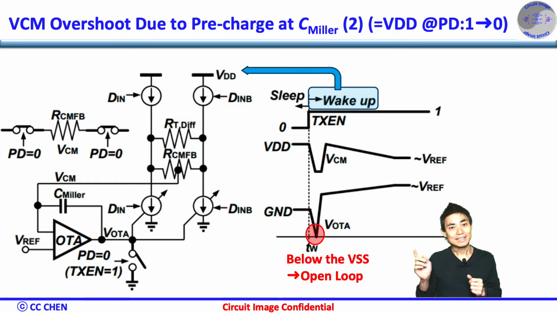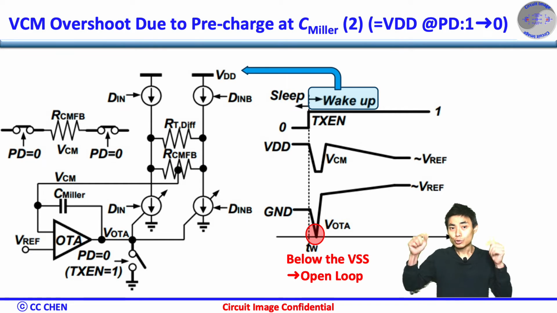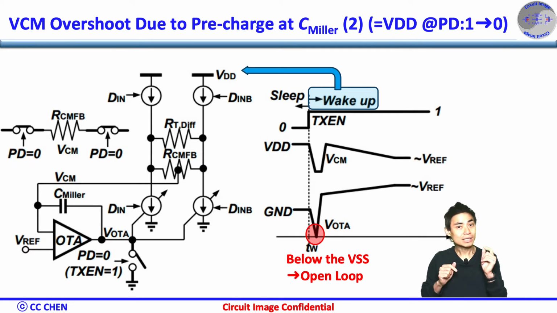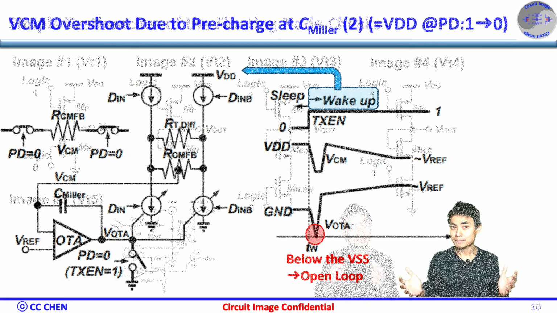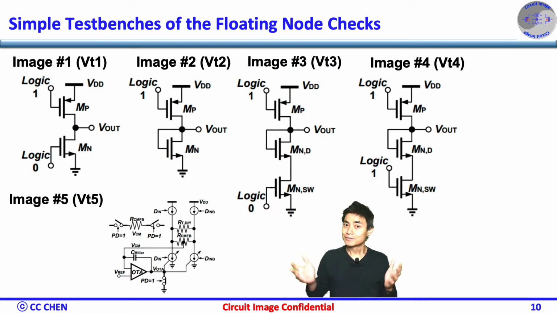Lastly, it's obvious that the output common mode voltage drops and rises, and then settles down to the right level by taking the extra settling time, which may violate the wake-up time requirements and lose the data transmission. Hopefully, these floating issues may remind you to watch out for your design carefully without missing those floating nodes.